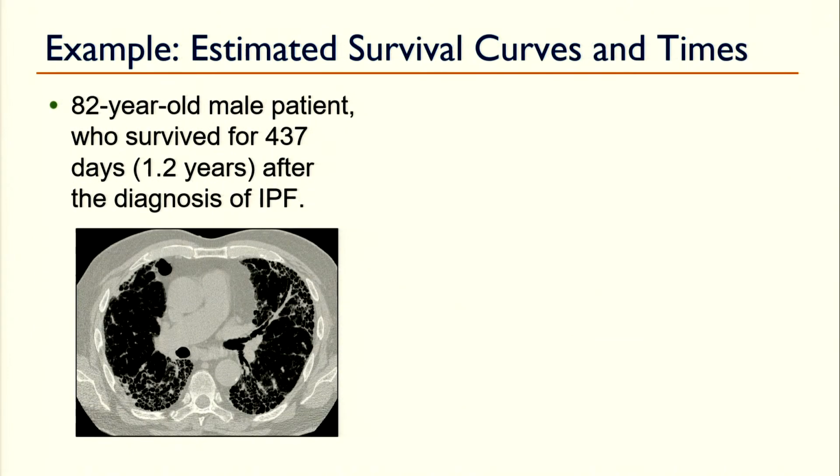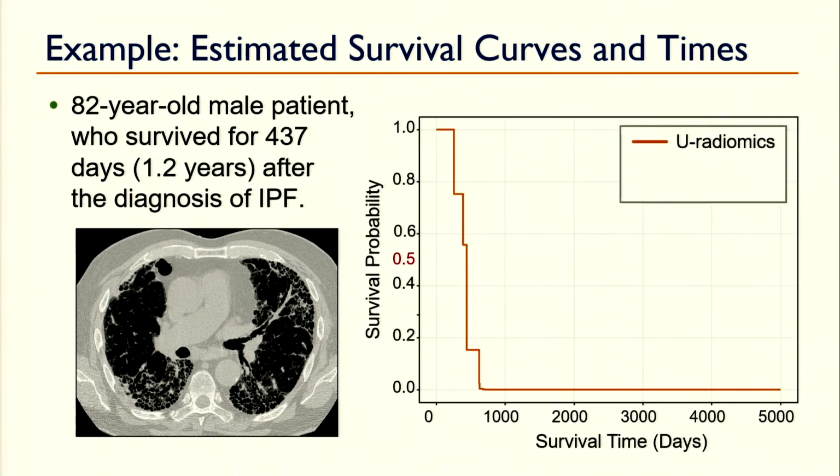Here is an example of the survival estimation for a single individual from the test patient cohort. This is an 82-year-old male patient. The survival curve estimated by the U-radiomics looks like this. The estimated median survival time, which is shown by the dotted lines, was 442 days, and this is very close to the actual survival time of 437 days of the patient.